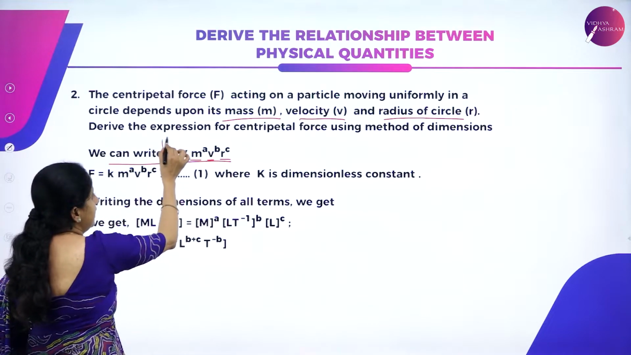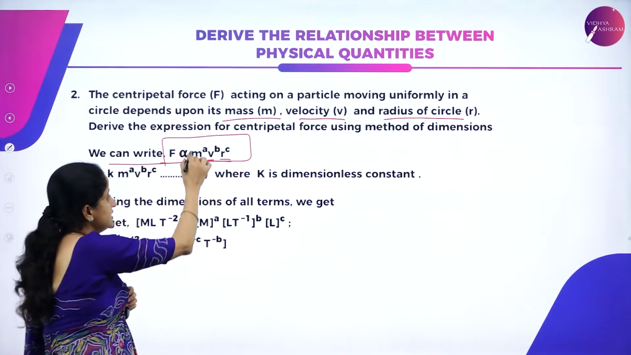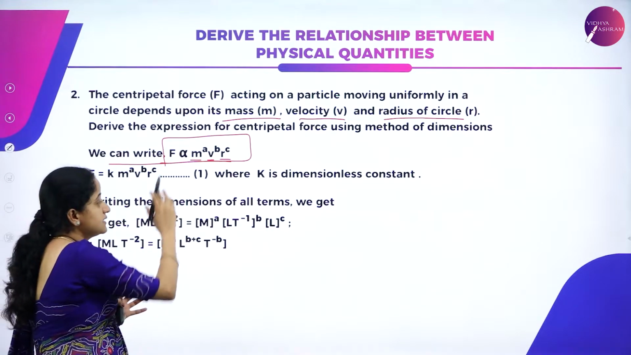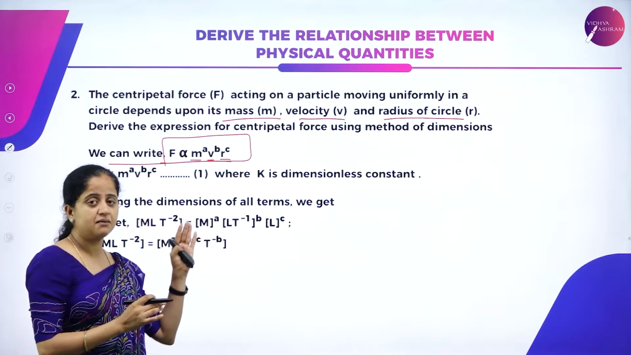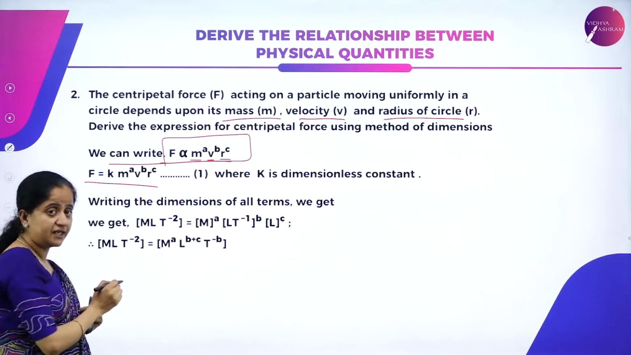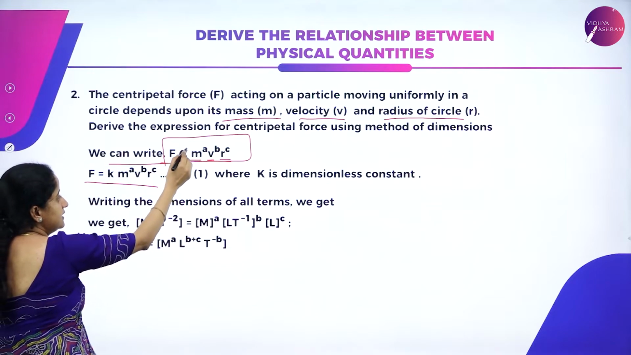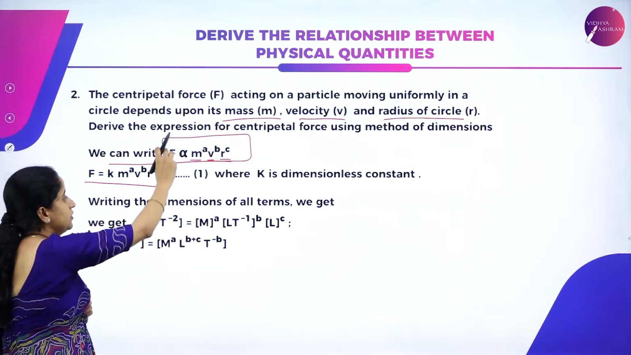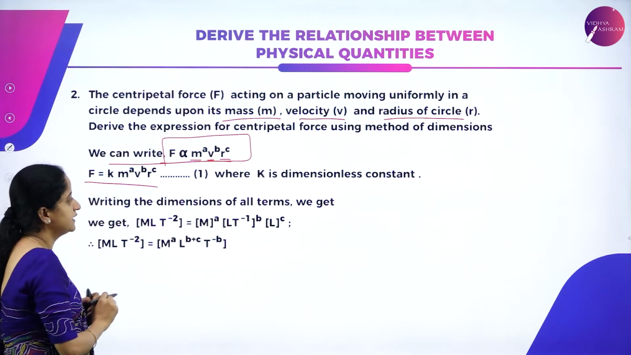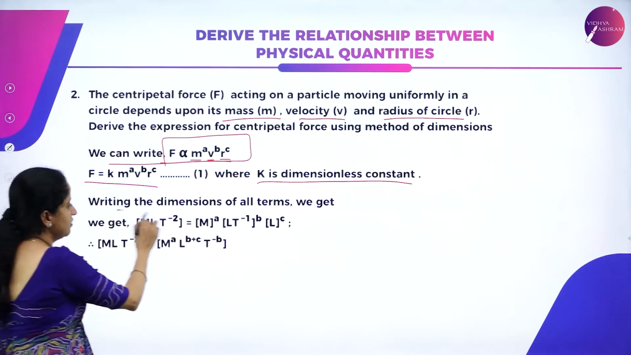We can write the expression F is directly proportional to M, V, R, which are raised to the powers A, B and C respectively. Since the dimensions are not yet calculated, we can raise the powers as variables, that is A, B and C respectively. Or we can write this equation as F is equal to K into M raised to A, V raised to B and R raised to C. Why K here? Because of the proportionality in the above expression. To remove the proportionality, to equate the equation, we have to introduce a constant, and K is nothing but a dimensionless constant.